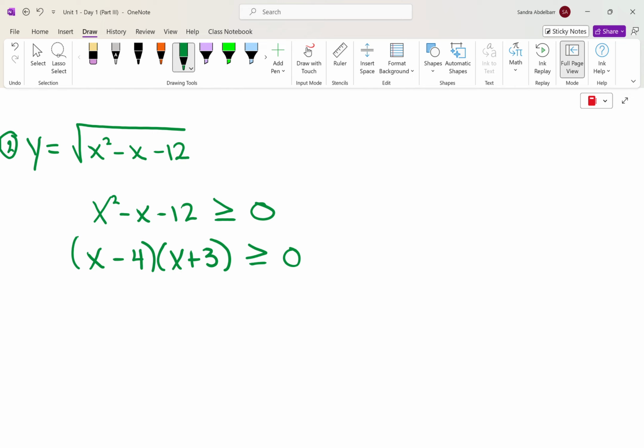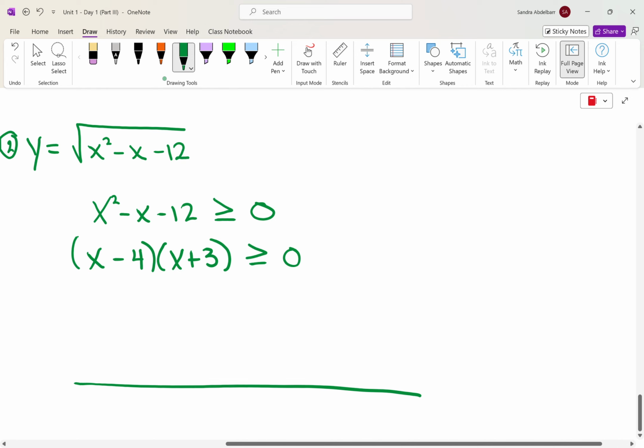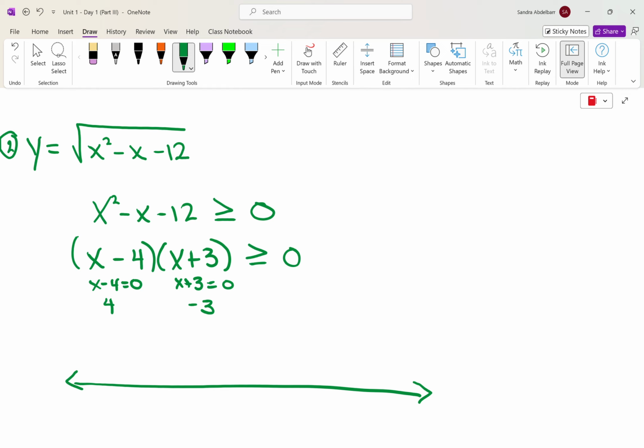Who remembers what we do next? Make the chart. Okay, make the number line. But how do we find the numbers for the number line? You pick the smallest one. But first we do what before we pick the smallest one? You set them to 0. Yeah, we set them equal to 0. So x minus 4 equals 0, we'll get positive 4. x plus 3 is equal to 0, we'll get negative 3.